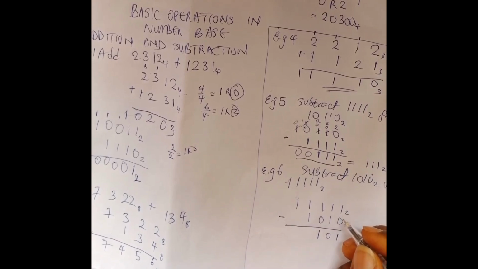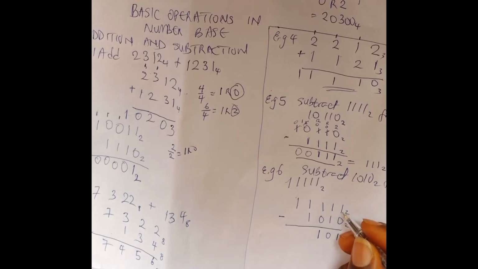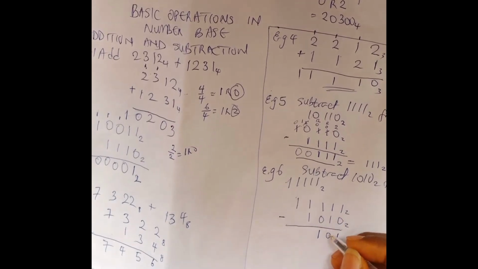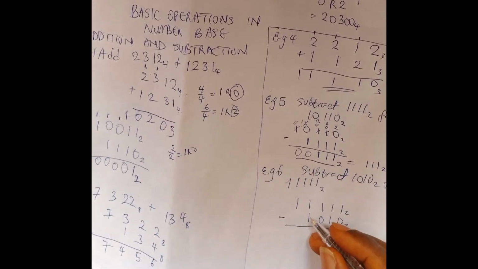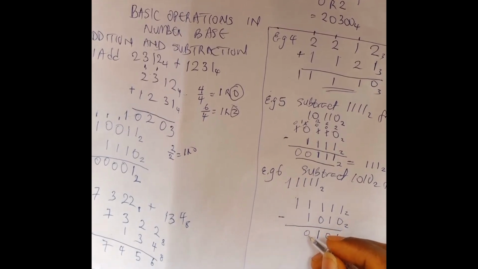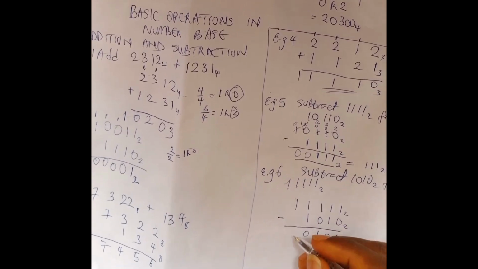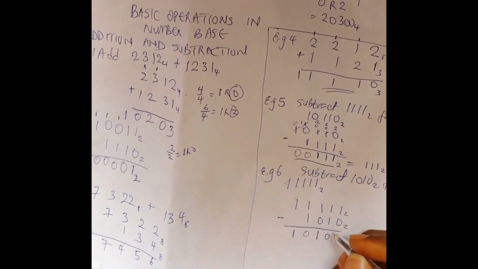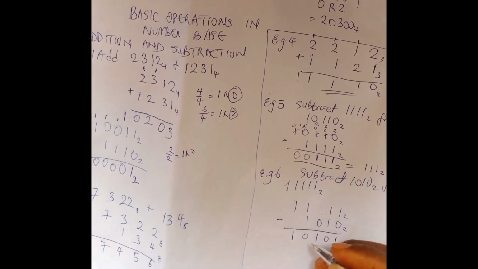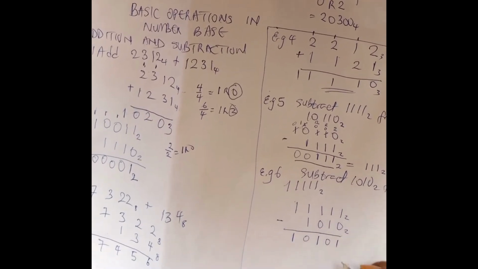Okay, let's continue. So 1 minus 0 is 1. 1 minus 1 is 0. 1 minus 0 is 1. 1 minus 1 is 0. 1 minus 0 is 1. So our answer is 10101 base 2.